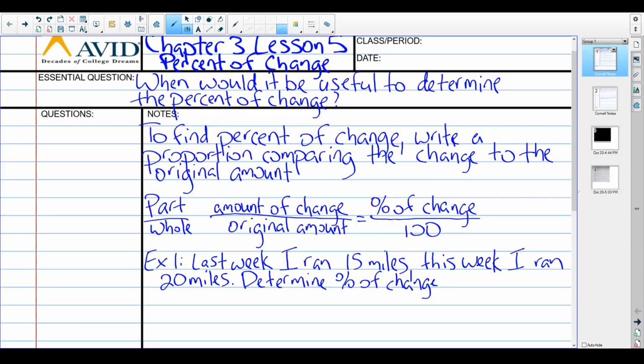Right, chapter 3, lesson 5, percent of change notes. So give you a minute to write some stuff down. Or you can pause it, whatever. Always set ourselves up over here.